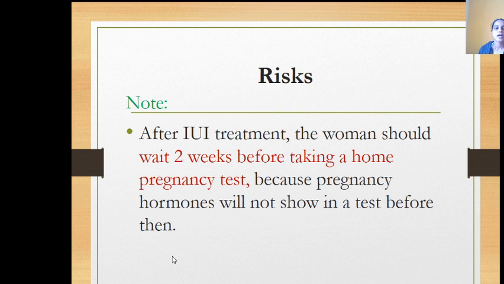Okay, and one more very important thing is that after intrauterine insemination treatment, the woman should wait at least 2 weeks before taking the home pregnancy test. Nowadays home pregnancy tests are available, so that can be done, but after 2 weeks. Because hormones will not show in a test before that. Before that, hormones will not be visible.